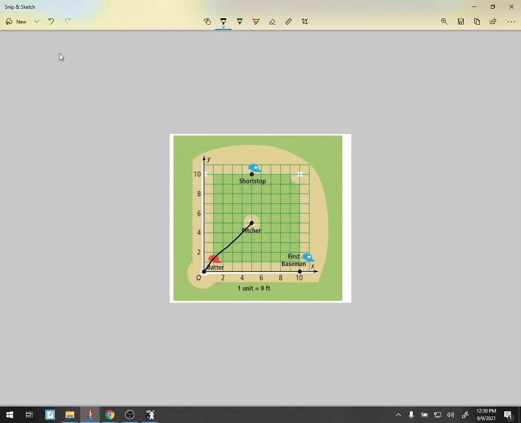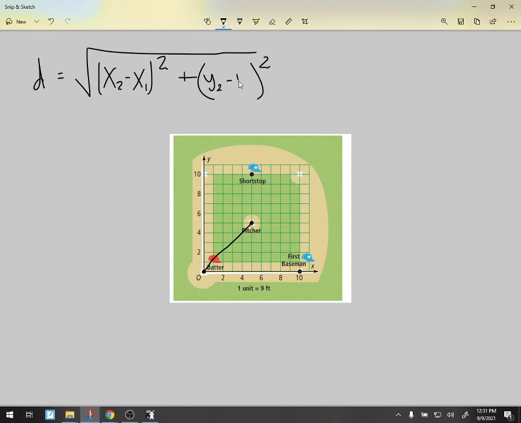So we'll use the distance formula. It doesn't matter which one you start with. You can start with the pitcher or the batter. As long as you're consistent, it always works. So I'm going to set this up. I know I'm doing one side plus the other side squared. And the formula says x2 minus x1 and y2 minus y1. So I'm actually going to say pitcher to batter, just reminding myself. I'm going to call this PB.